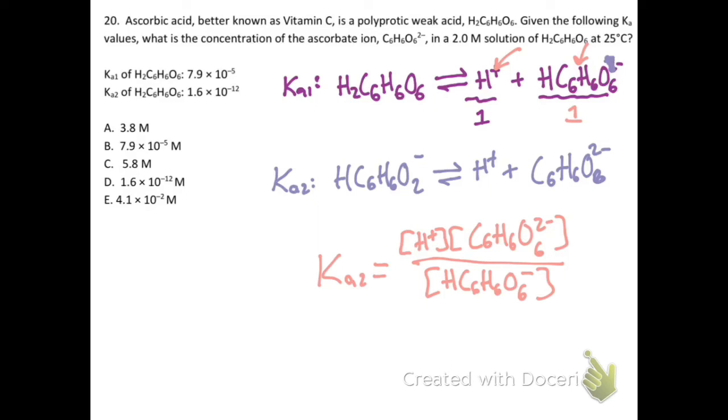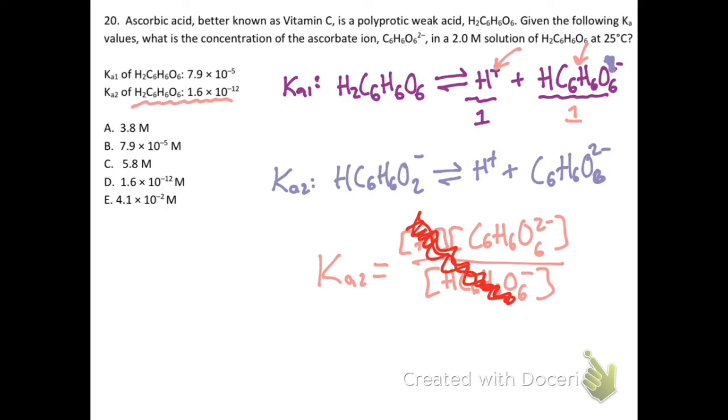Look at Ka2, it's such a small number. 1.6 times 10 to the negative 12, that's so small, that's measly. So that relative concentration of H plus to C6H6O6-, it's not really going to change that profoundly. So it turns out that this and this are going to cancel out, and we get this really cool rule that we can use.